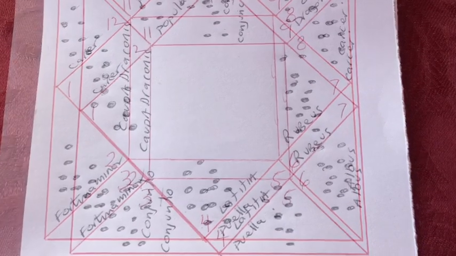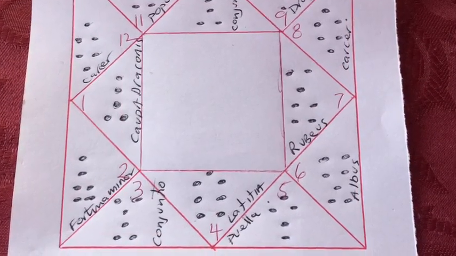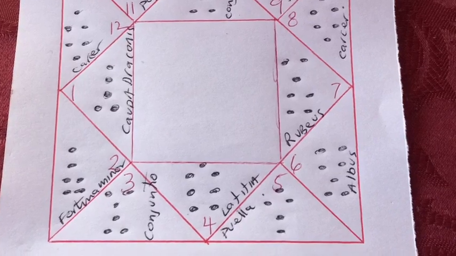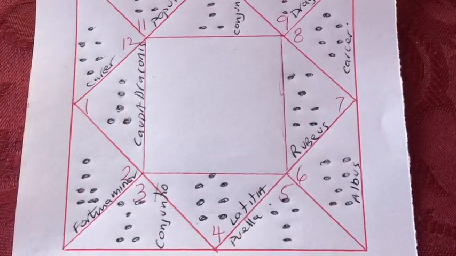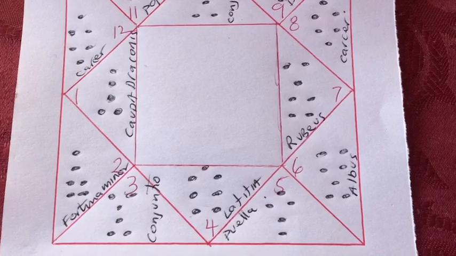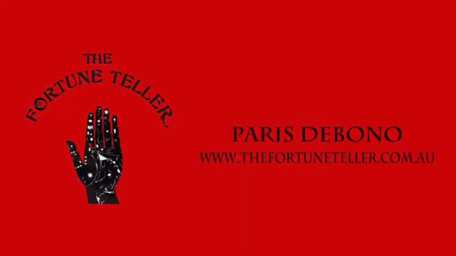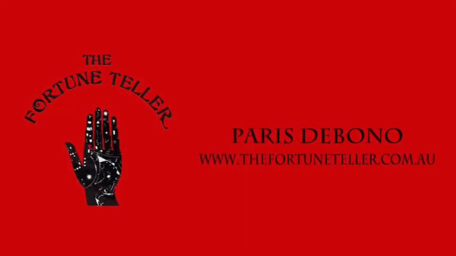Albus is about knowledge. Okay, so that gives you an example of how I would read the astrology chart, the geomancy astrology chart. This is Paris Debono of the Fortune Teller Shop.